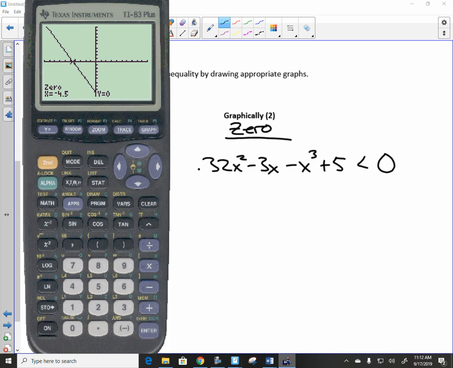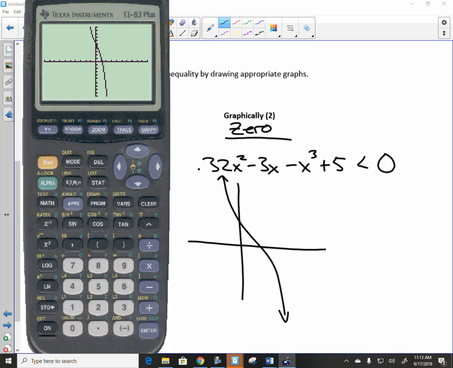So I go ahead and grab this equation, put it into my calculator: 0.32 x squared minus 3x minus x to the third plus 5. And as I zoom 6, or zoom standard, you can see the general shape that I get. Now, it's an inequality, so my answer will not be one value. My answer will be an interval.